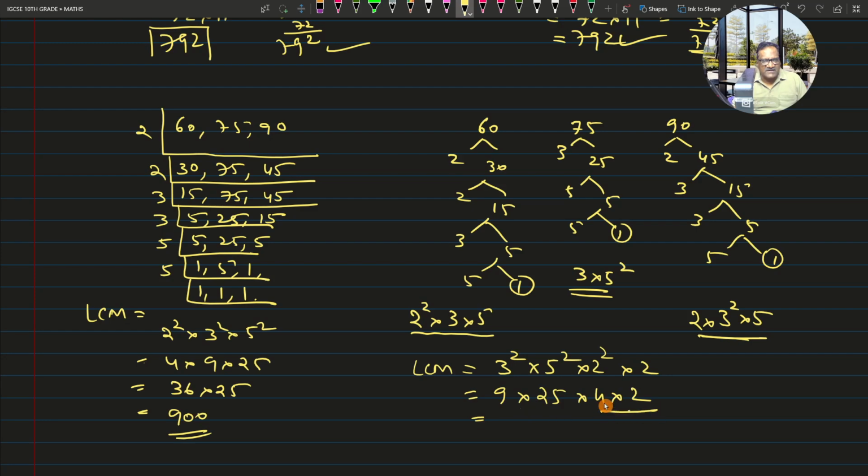This is 4 2s are 8, 8 9s are 72, 72 into 25. So 72 into 25 is how much? Let us check. 72 times 25. Enter. Oh, it's 1800. Yeah. Here I made a mistake. This 2 I should not take. From this 2, I should not take this 2 raised to 1. So I should take only 2 square. The one with the highest power you have to take, isn't it? So 2 square I will take, not the 2. So this 2 I will have to remove.